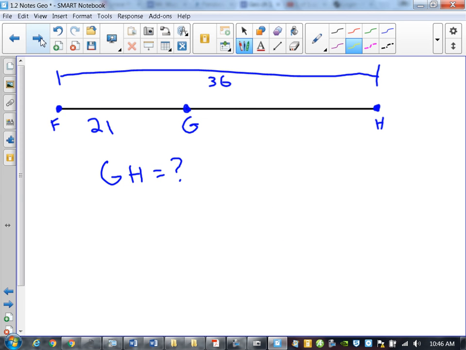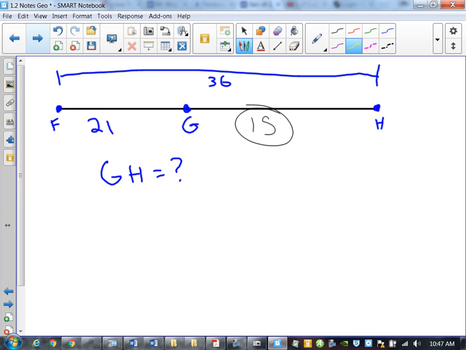For example, do you need to write this one out, or could you just solve it? Which is? 15. You don't need to write it out. It has to be 15.